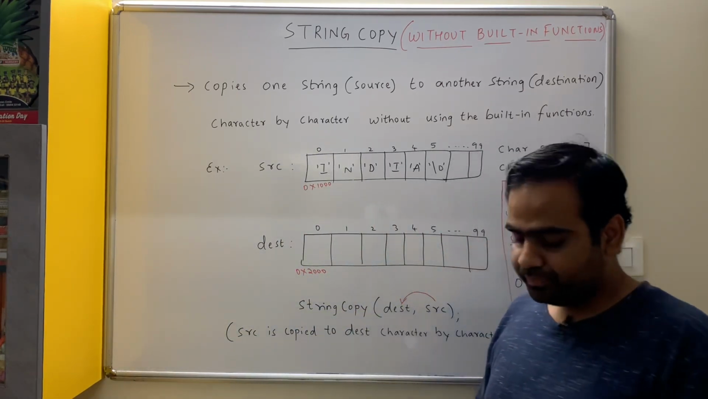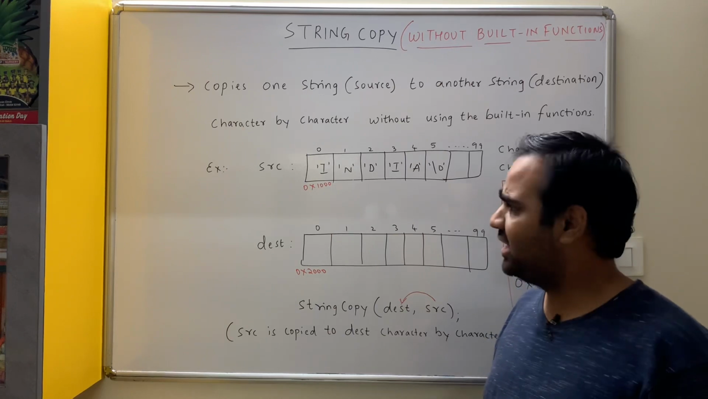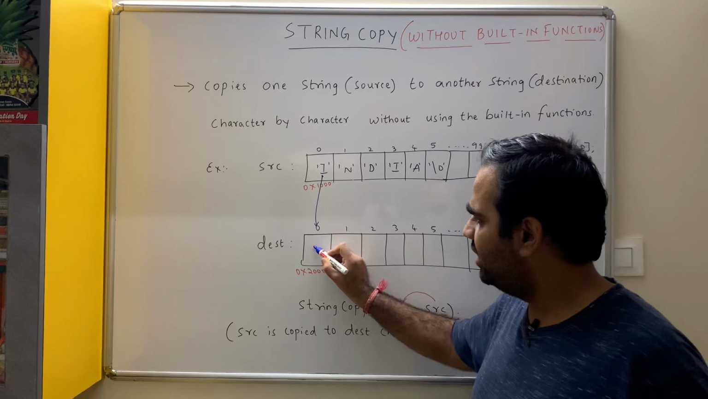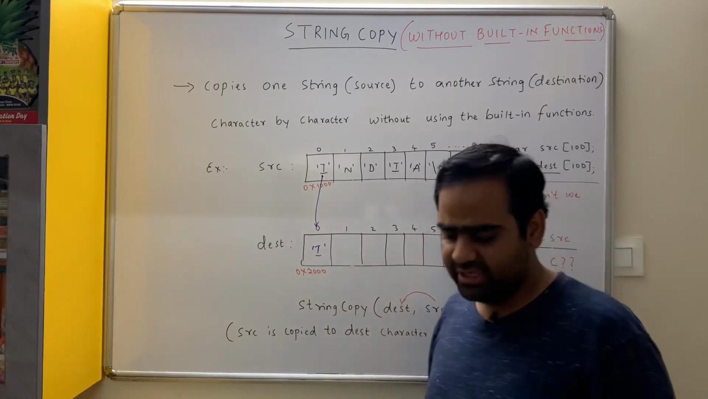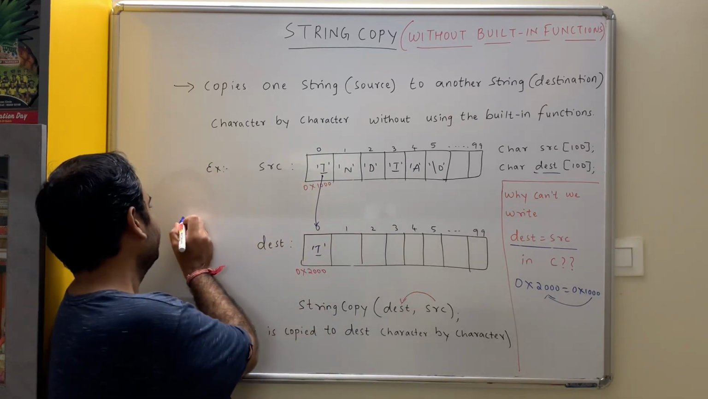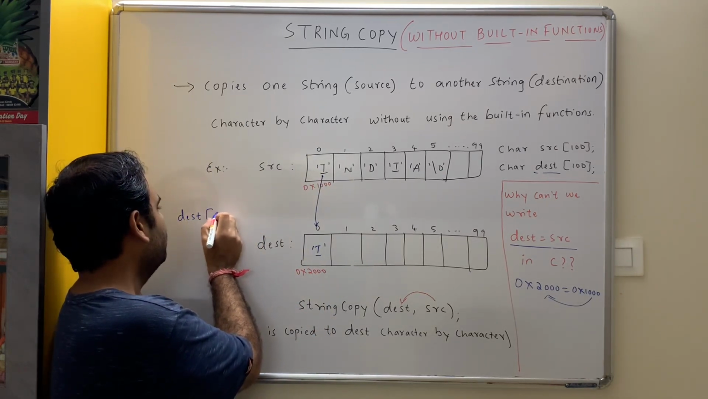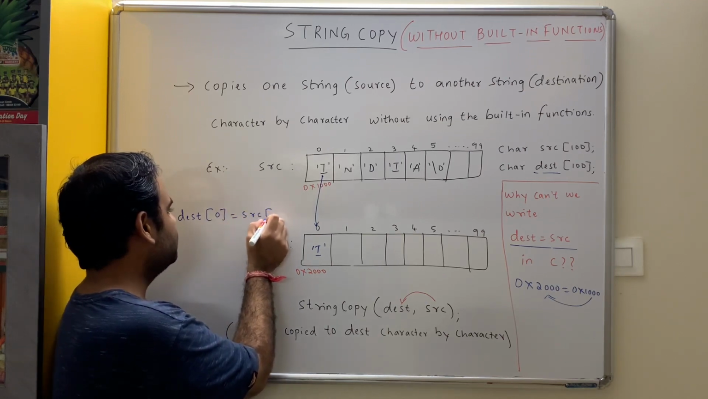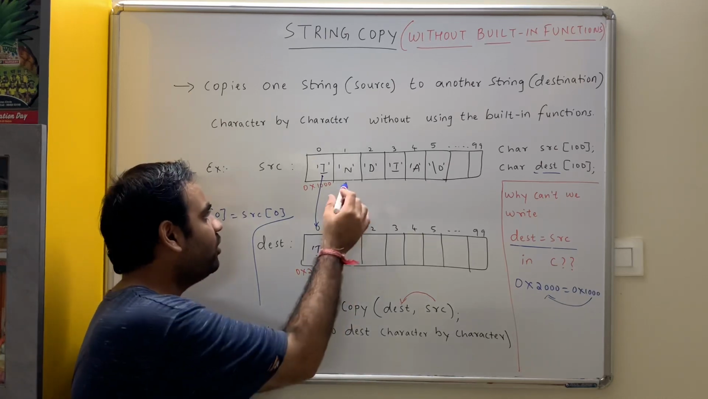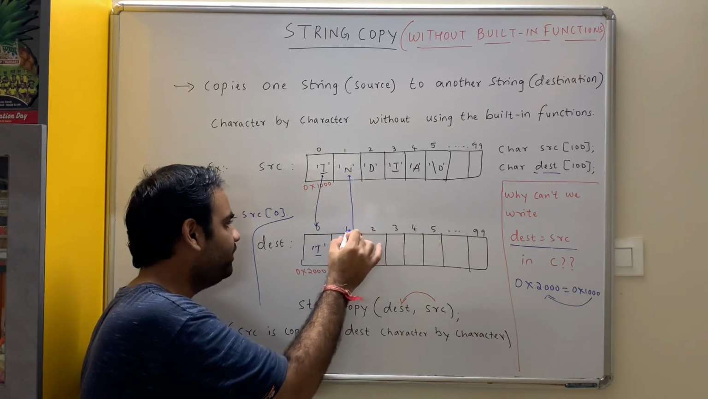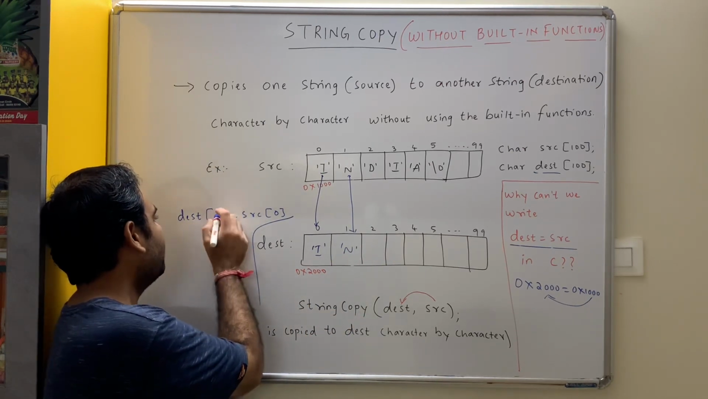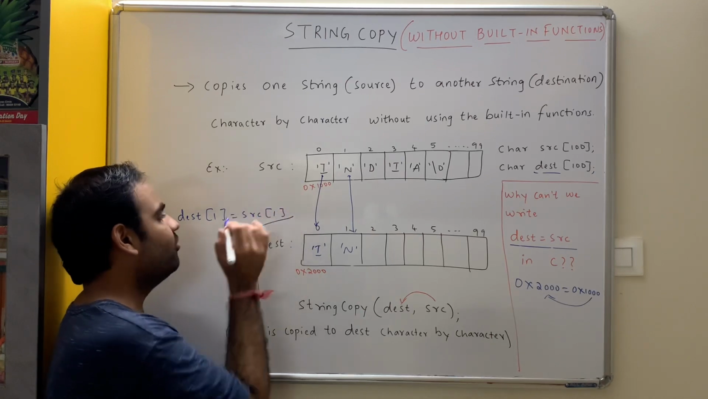Then what do we do? We take each individual character and copy it over here. Now what are we copying at destination of 0? Can anyone say what we are copying at destination of 0? At destination of 0 we are writing source of 0. Now we take source of 1 and copy it at destination of 1. That means destination of 1 gets the value of source of 1.